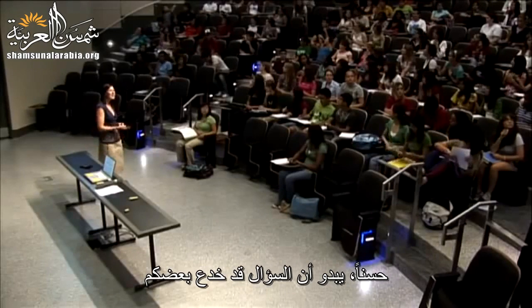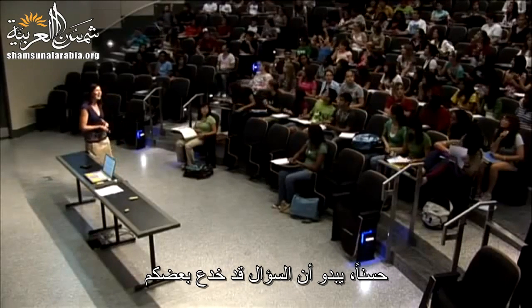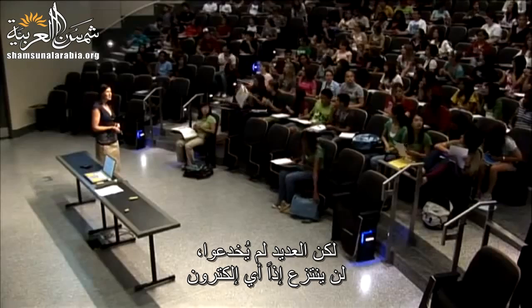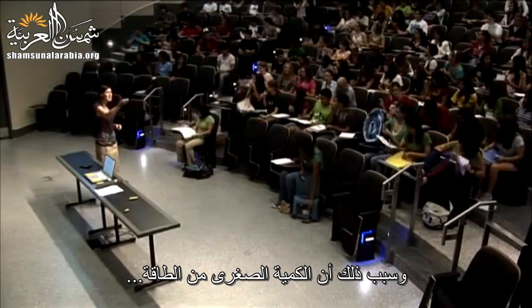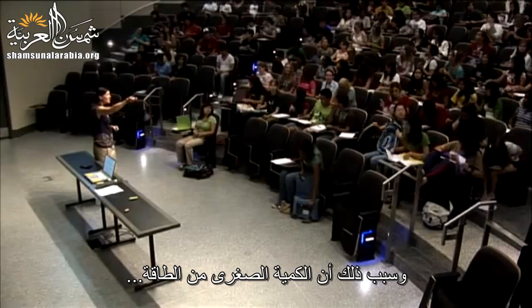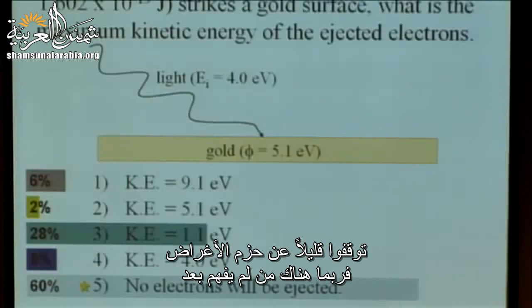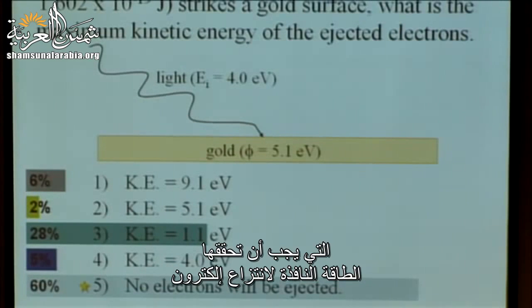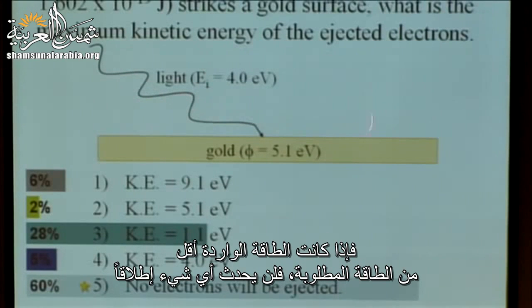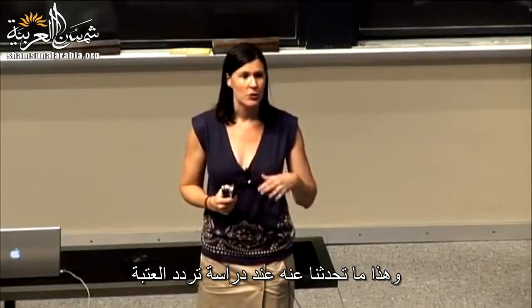All right, so it looks like some of you were tricked, but many of you were not. No electrons will be ejected. The reason for that is because this is the minimum amount of energy required from the energy going in in order to eject an electron. So if the incident energy is less than the energy that's required, absolutely nothing will happen. That's the same thing we were talking about with threshold frequency.